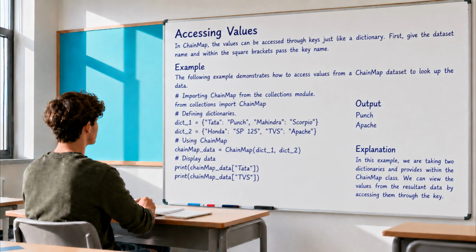# Display data. print(ChainMap_data["Tata"]). print(ChainMap_data["TVS"]). Output: punch, Apache. Explanation. In this example, we are taking two dictionaries and providing them within the ChainMap class. We can view the values from the resultant data by accessing them through the key.